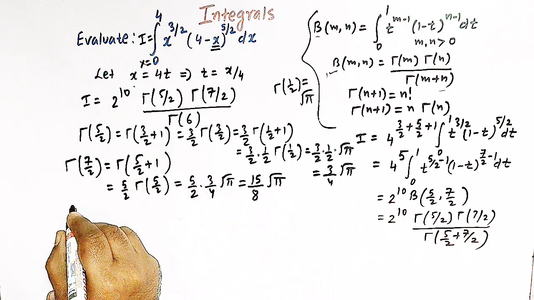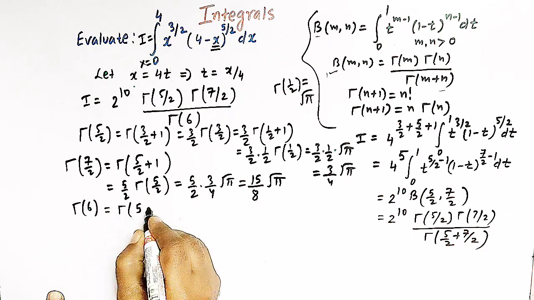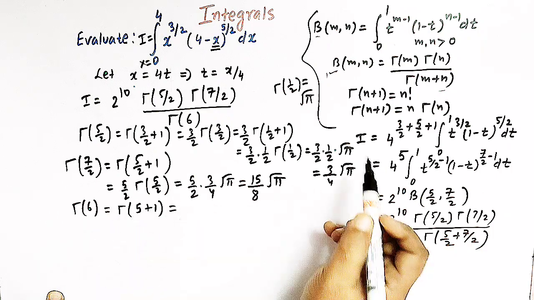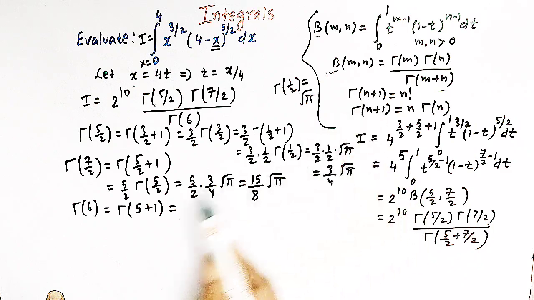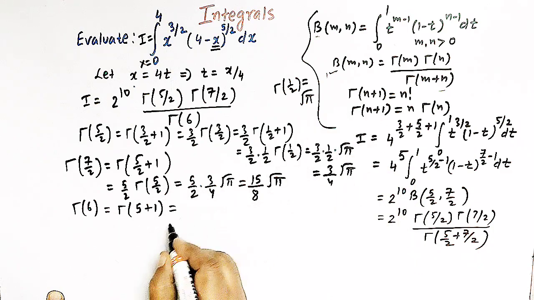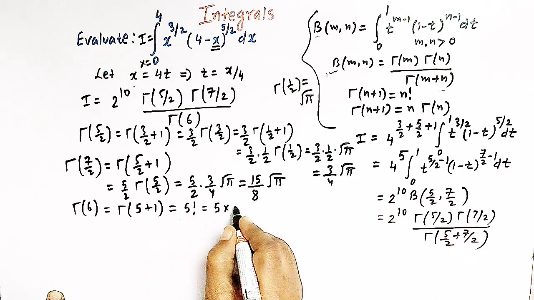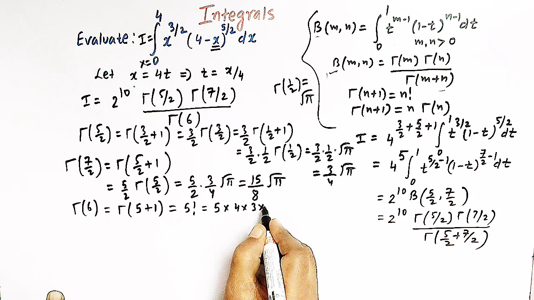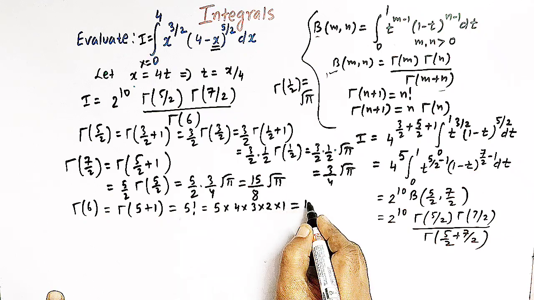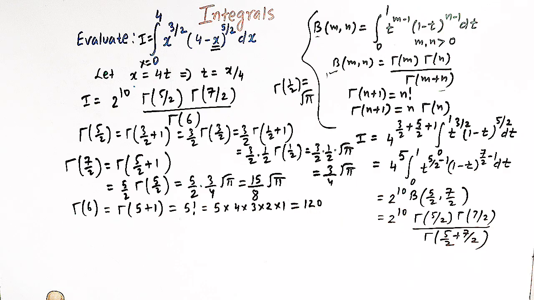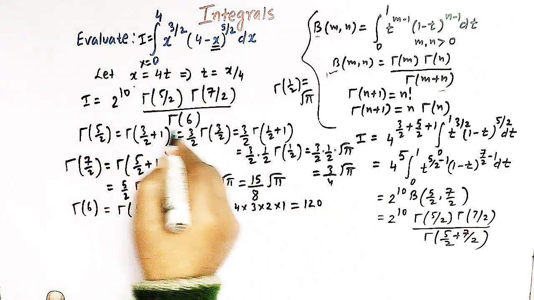And now gamma 6 can be written as gamma 5 plus 1. So here we can apply this result. So n is 5, which is a positive integer, so we have 5 factorial. So 5 factorial is 5 times 4 times 3 times 2 times 1. So this is 120, right?